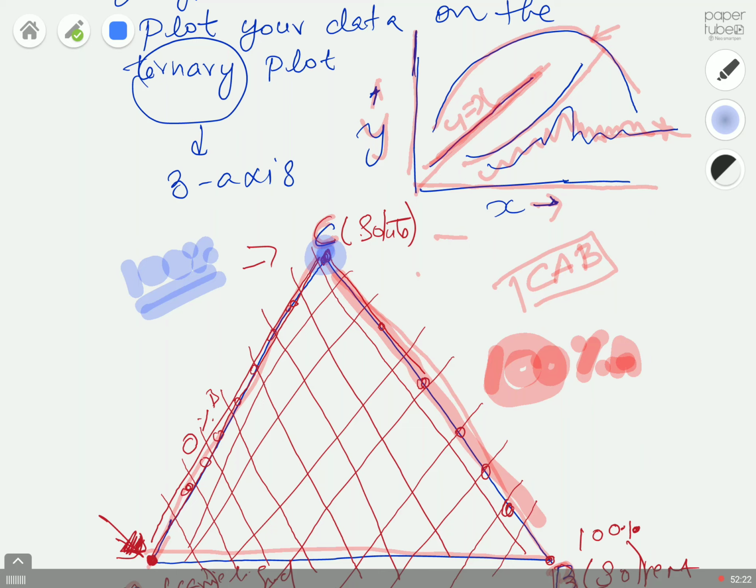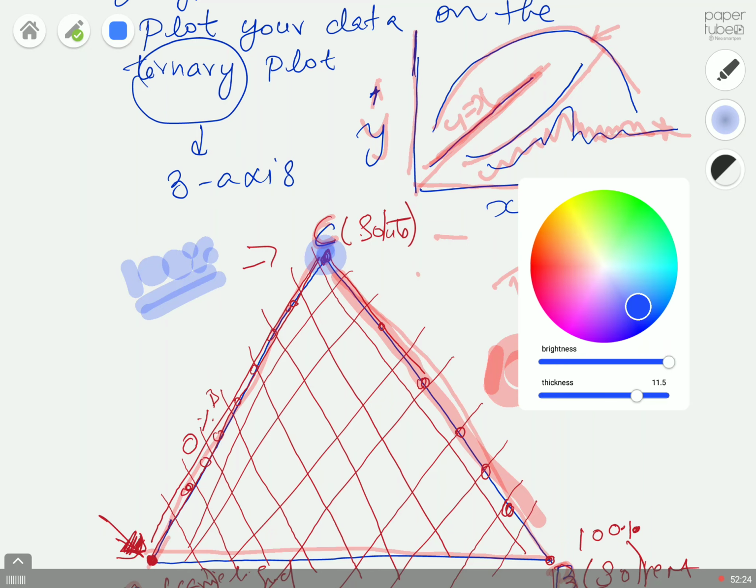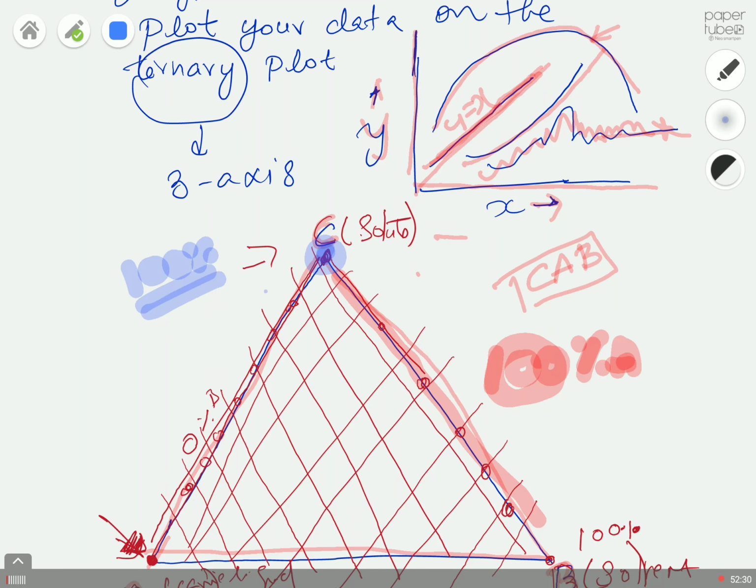And then the next line will be 90% C, 80% C, 70% C, 60% C, and then 50, 40, and eventually 10, and then finally any point on this line refers to the experimental fact that there is a zero mass fraction of your solute.